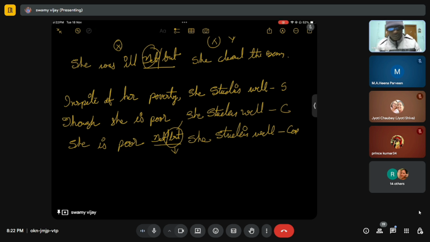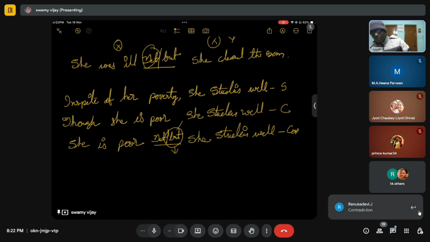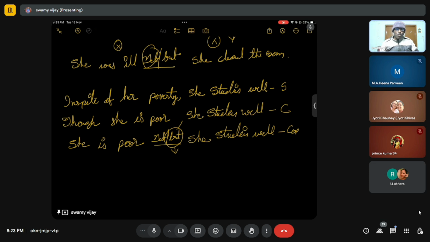Give me a text message. We'll go to the last model. There are 3-4 models are there. We'll practice one and then we'll stop. It also contradicts here. She is poor but she studies well. Tell me.